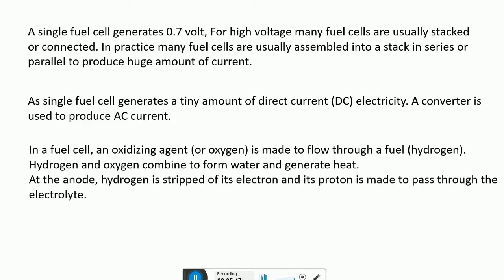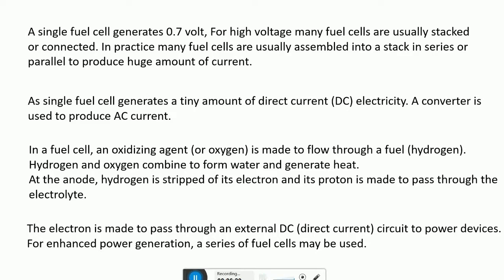In a fuel cell, an oxidizing agent or oxygen is made to flow through a fuel, means hydrogen. Hydrogen and oxygen combine to form water and generate heat. At the anode, hydrogen is stripped of its electron and its proton is made to pass through the electrolyte. Electrons can pass through an external DC circuit to power devices.